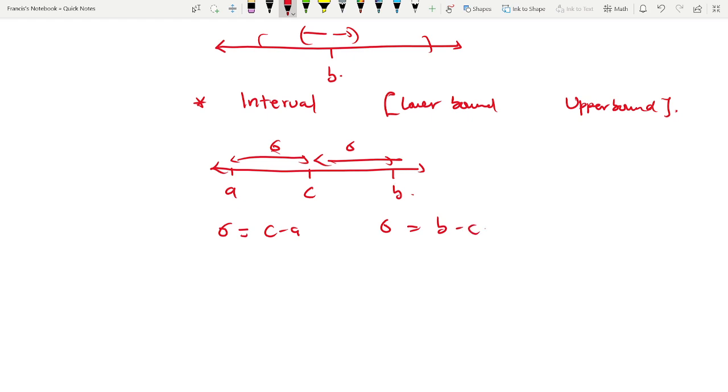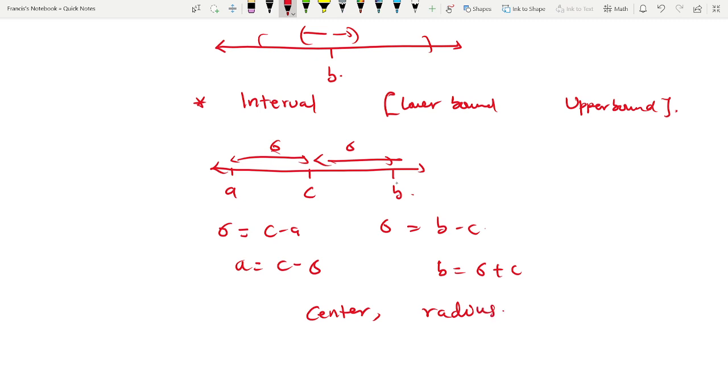Yes. So at this point, let's make A and B the subject. When I make A the subject, A will be equal to C minus delta. When I make B the subject, I'll have B is equal to delta plus C. So meaning that in any situation, when I give you the center and I give you the radius, you should be able to give me an interval where the interval has an upper bound and a lower bound.